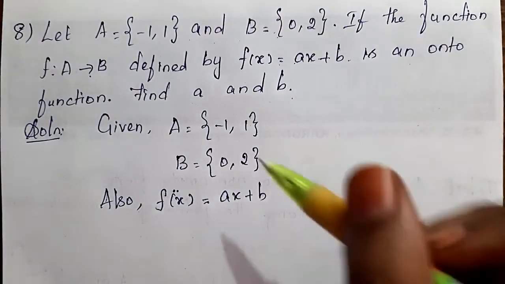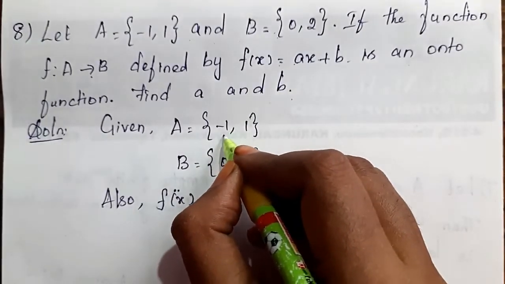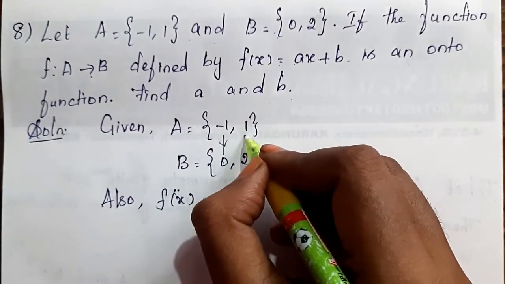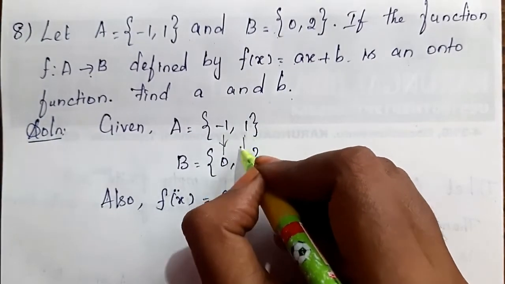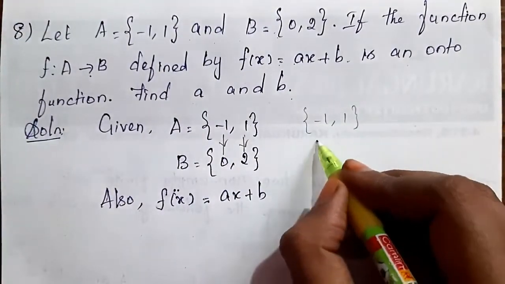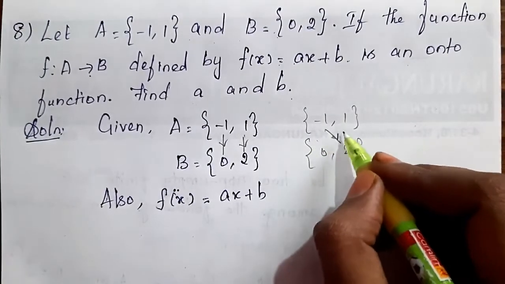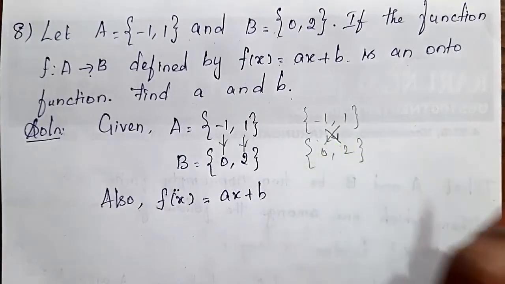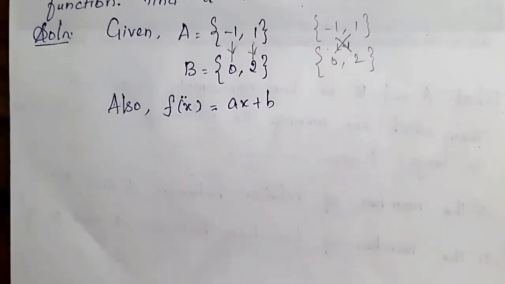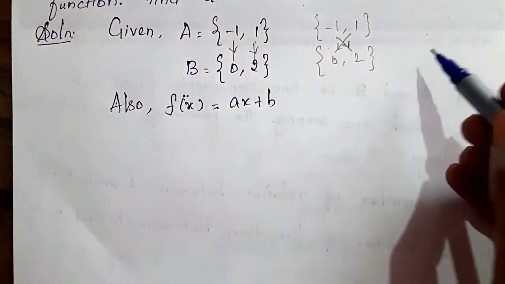This is the meaning. So if it is an onto function from A to B, sometimes f of -1 may map to 0, and then 1 is mapping to 2. In the other case, if -1 is mapped to 2, then 1 may map to 0. These are the two possibilities, but we don't know which. I am taking this possibility first. Next we can prove the next one.